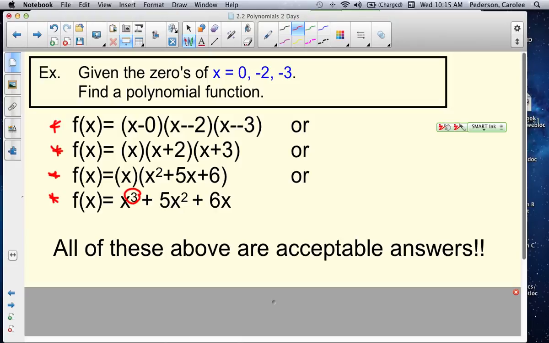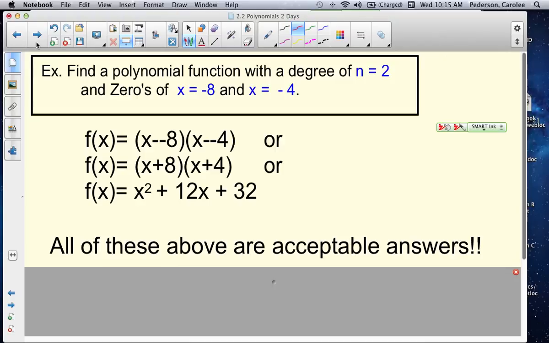And then here's the exact same problem, just some different numbers. Don't write this one down. So now they give you the degree is 2. So that means you can only have a quadratic function. There's the zeros, x minus 8, x minus 4. So any of these answers would exist. This is probably the most popular one, but if you want to take the time to FOIL it out, you could do that also. All of those are functions for those zeros.